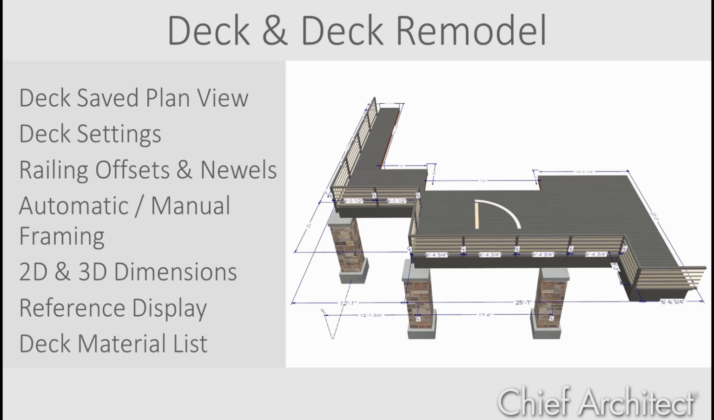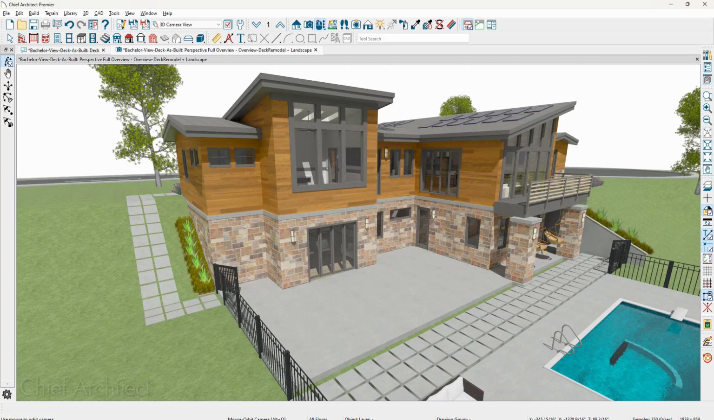In this session, we'll cover deck save plan views, settings for decks, railing offsets and offsets for newels, the automatic and manual framing, dimensioning for 2D and 3D, using reference display to display an as-built or the framing for the deck that is on the floor below, and then finally wrap up with the deck materials list. Let's begin with an overview of the project.